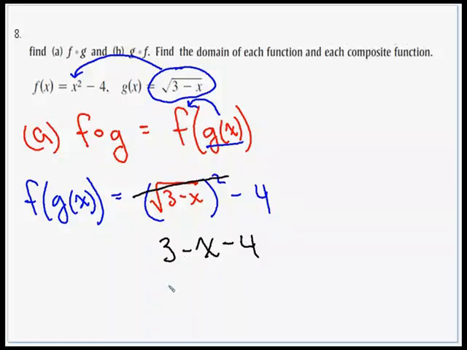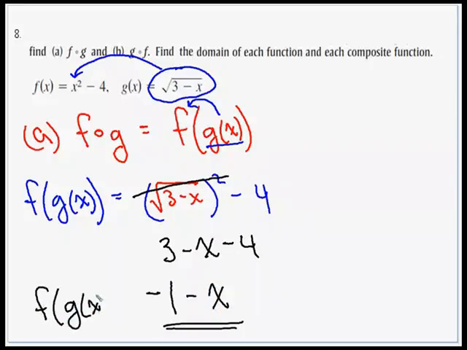And we can combine the 3 and the negative 4 into a minus 1 minus x. There is our composed function f of g of x. Now let's talk about the domain. This is usually the hardest part for people to get when we first start doing these composed functions.